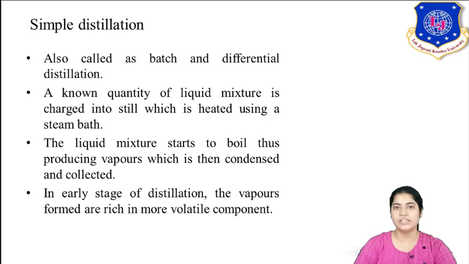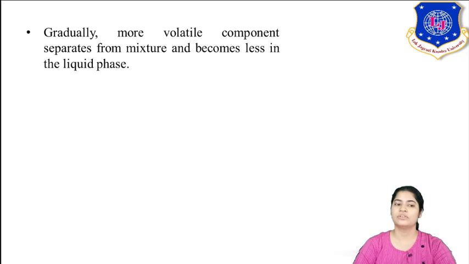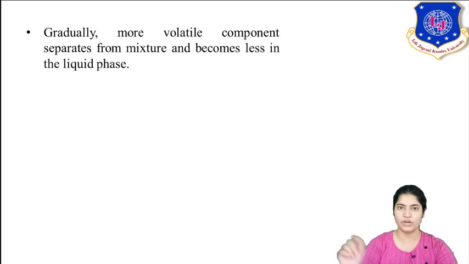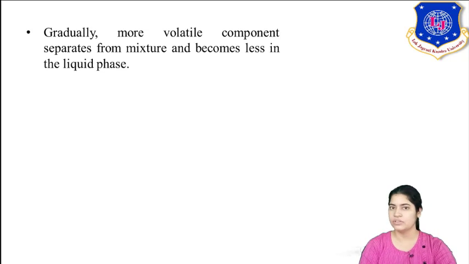Of course, in the early stage of distillation, when you are just starting your process, the vapors produced would be rich in the more volatile component. Just the onset of vaporization will take place here. So the vapors formed would be of the more volatile component. As your process continues, the more volatile component will separate out from the mixture and become less in the liquid phase. As you are heating continuously, more and more you are separating your more volatile component, taking it out in a condenser and collecting it as a liquid.